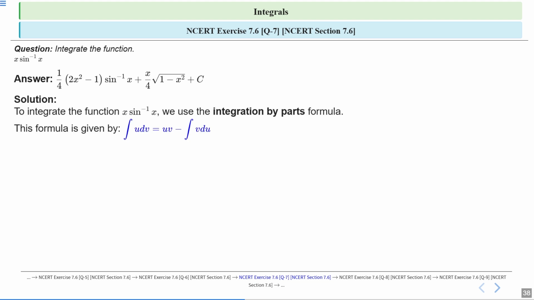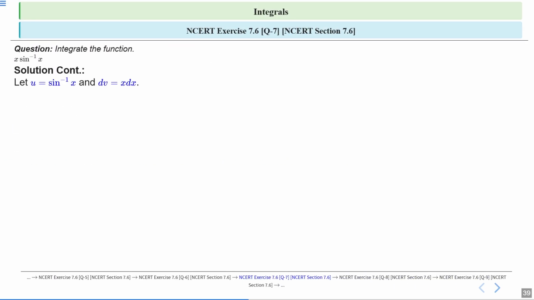So we apply integration by parts to integrate this, and the formula is integral of u dv is equal to uv minus integration of v du. So we need to choose u and dv, and we apply the Euler rule. In Euler, the inverse function comes first: I for inverse, and then algebraic. So we take sine inverse x as u and x as dv. So u is equal to sine inverse x and dv is equal to x dx.